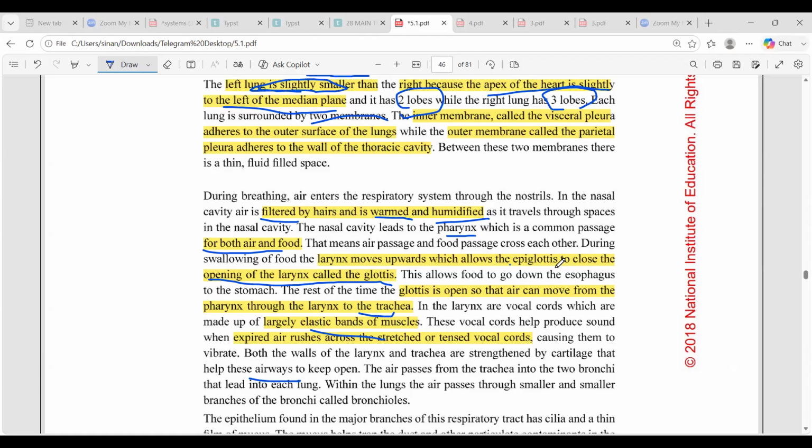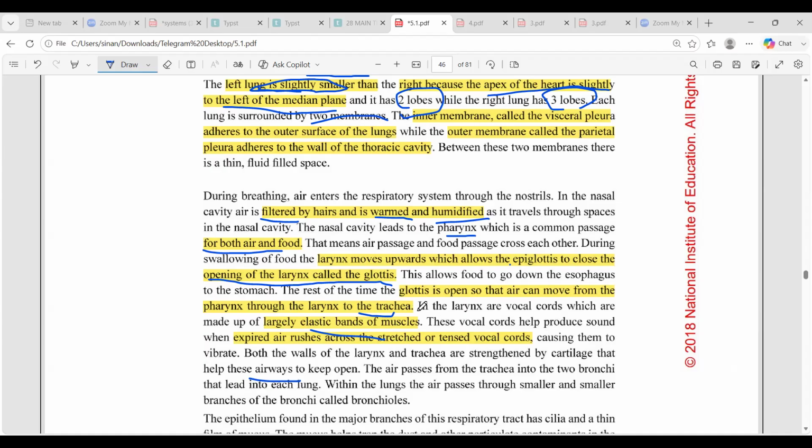The hole, remember, if this is the hole, the opening is called the glottis, and the gate-like flap is the epiglottis. So the glottis is the opening of the larynx, but the gate-like one is the epiglottis.